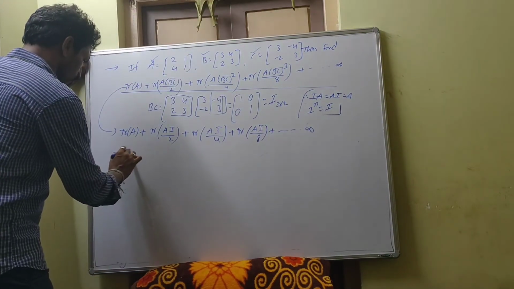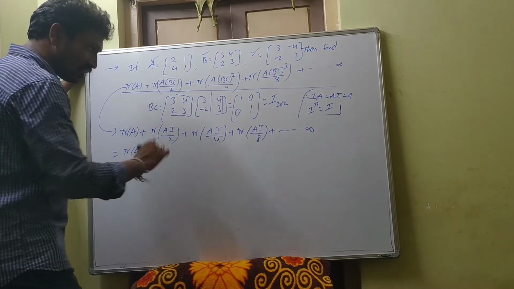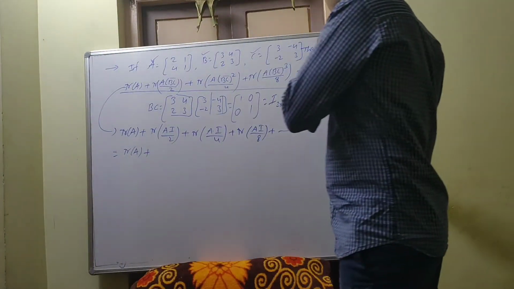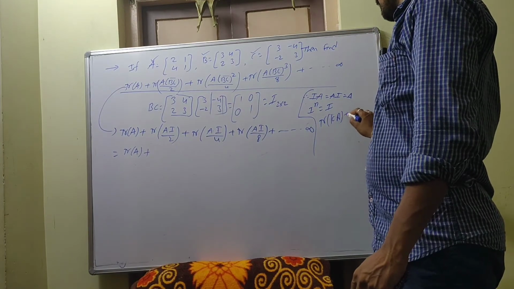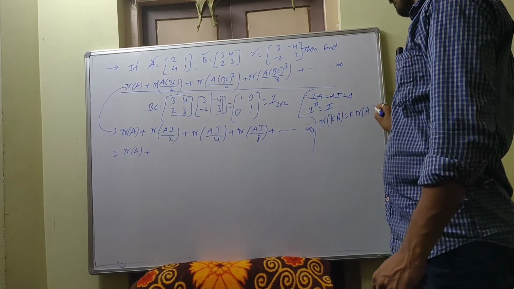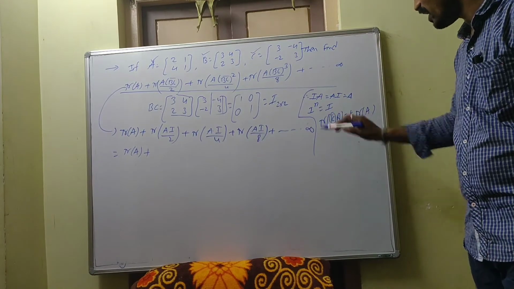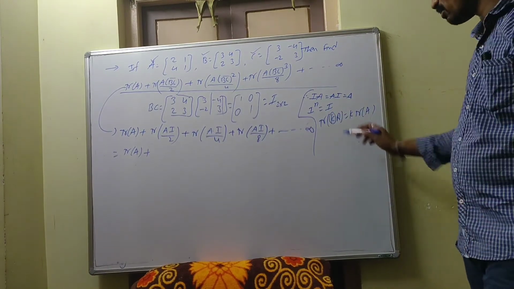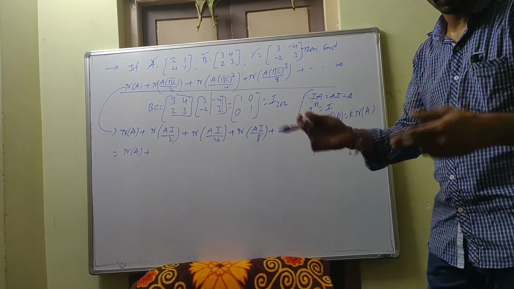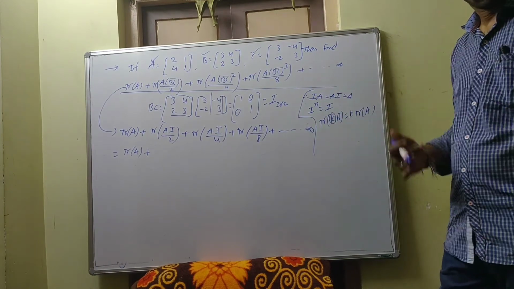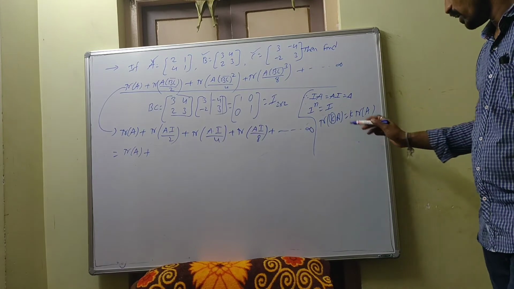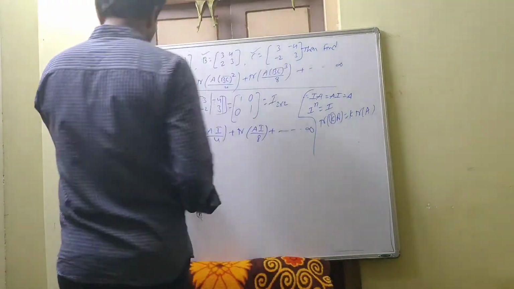So this value becomes 2, trace of A plus. Just now I gave one property based on traces. Trace of KA is equal to K into trace of A. Here K means any real number. Any real number means K maybe 1, 2, 3, 4, 1 by 2, 1 by 3, 1 by 4, minus 1, minus 2, minus 3, root 2, whatever maybe. Okay, so here you understand this.